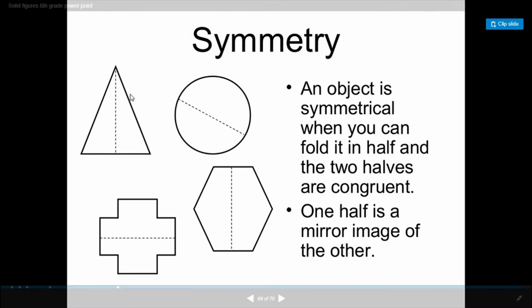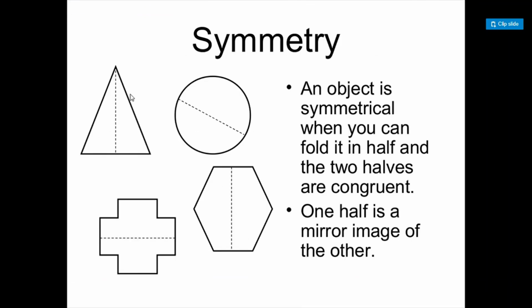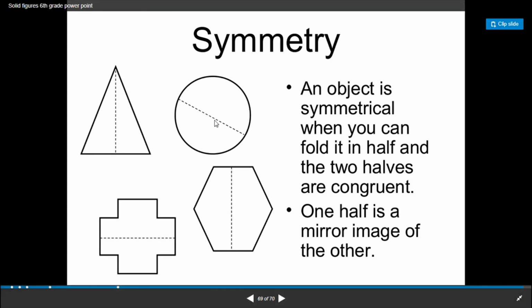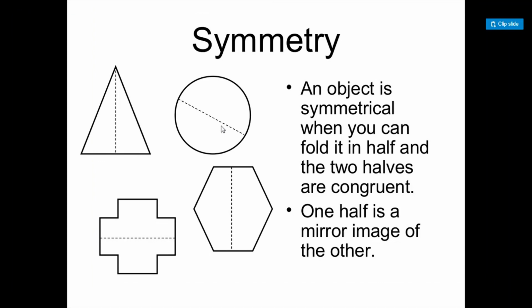We have also symmetry. An object is symmetrical when you can fold it in half and the two halves are congruent. So when we divide this circle in half and fold it, the halves are congruent, meaning they are equal. But non-symmetric figures are those wherein if we cut them at the center and fold them, the halves are not congruent, or they will not fit to one another.